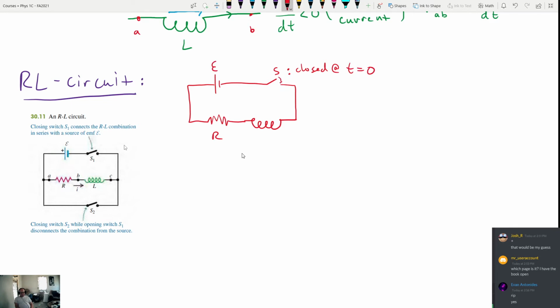When we close our switch, there's going to be current that's going to flow in our circuit. It's going to try to flow this way. But because of our inductor L right here, the current doesn't instantly reach its max value. And what we're going to do is a little bit of a loop rule here.